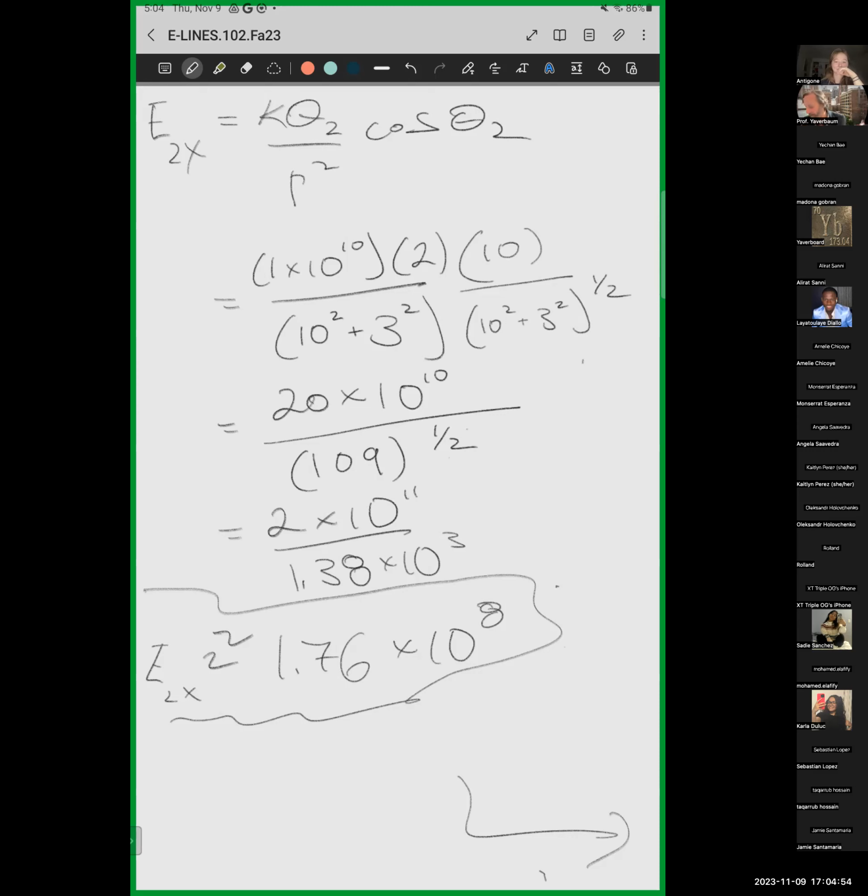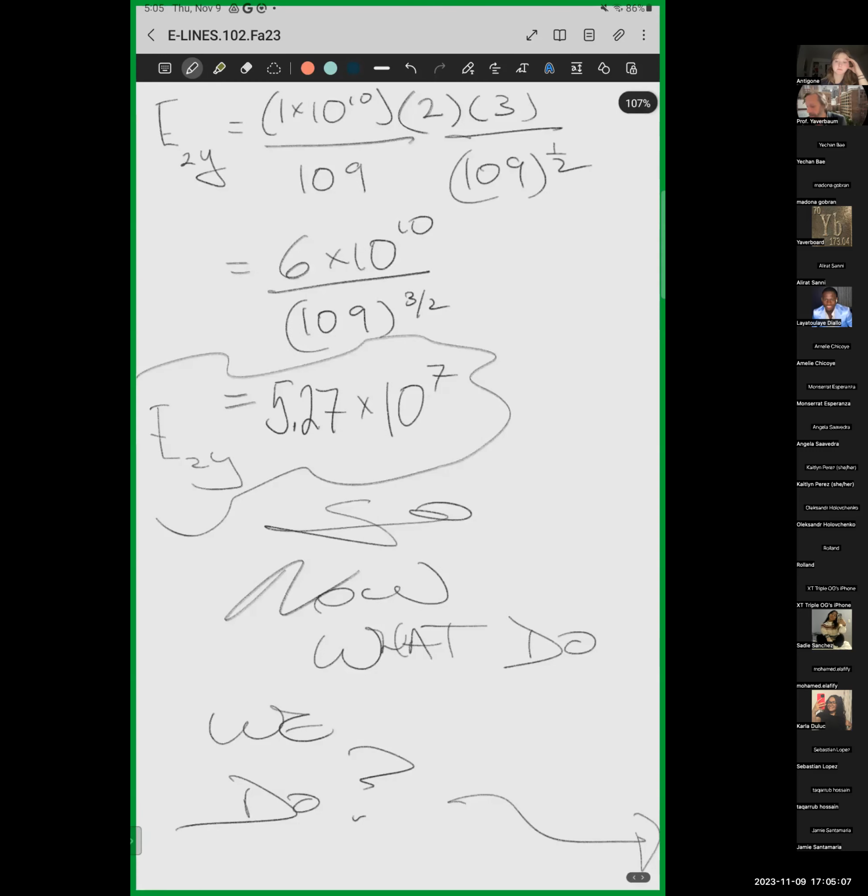Cosine of this angle rather than that angle, adjacent over hypotenuse, the adjacent is 10. So this is that component. This is the third of 4 components. And of course, I'm going to upload this PDF when we're done. And then this is the last component, which is a little bit smaller than all the rest, the y component of the second field contribution. So now what do we do?